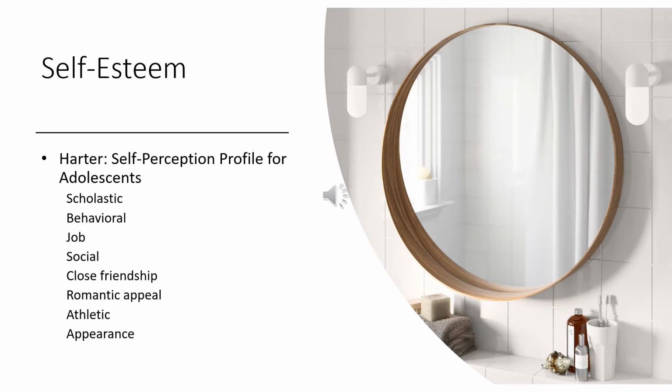You can get a global self-esteem score, like your overall self-esteem, or it can be broken down into different categories or domains. This is based on Susan Harter's work to develop 8 domains of adolescent self-image. Scholastic, the example of that is, I'm pretty intelligent. Social might be answering positively to, I have a lot of friends. Athletic, does well at many sports. Appearance, happy with the way I look. Job, have skills to do a job. Romantic appeal, people my age are attracted to me. Behavior, don't get into trouble. Close friendship, I have a close friend to share secrets.